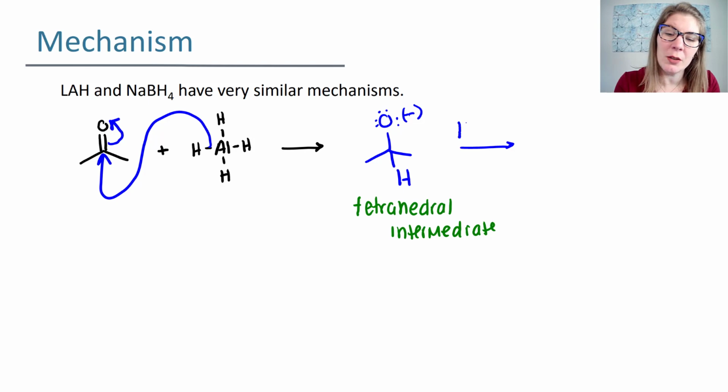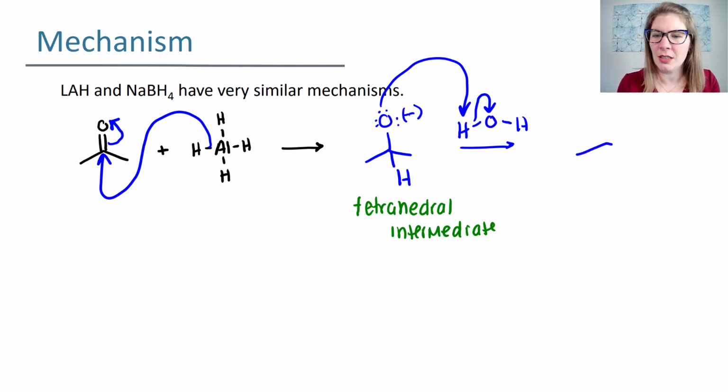So don't be surprised if you see some people write water here and other people write acid. So what will happen is your oxygen will pull off this proton and you'll get a proton transfer so that you end up with your secondary alcohol. Now, in this instance, when we got to that tetrahedral intermediate, we were essentially done with the reaction, right?